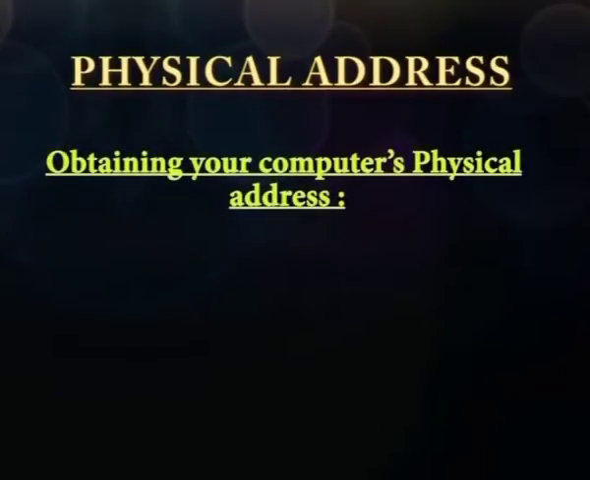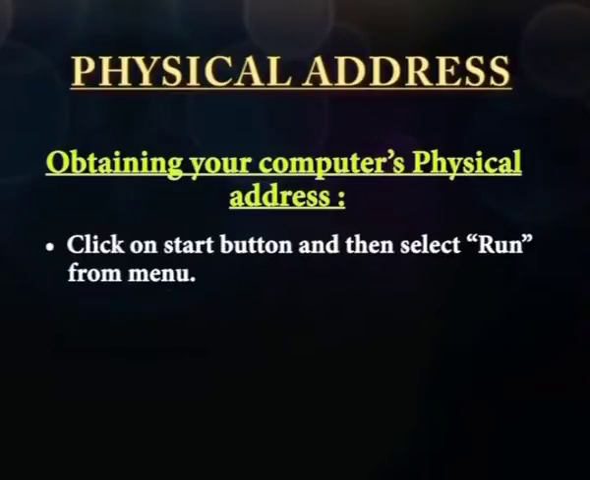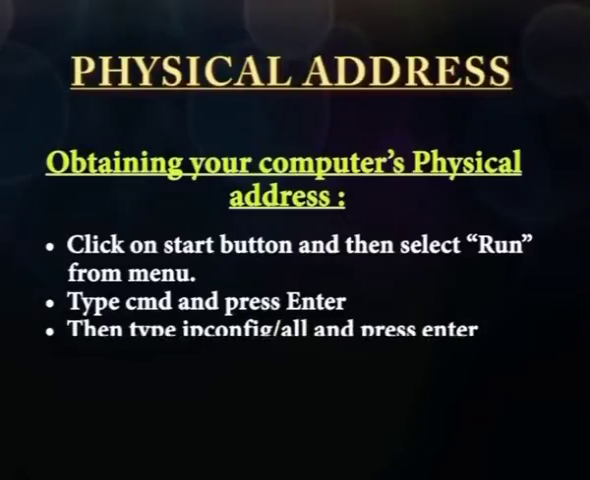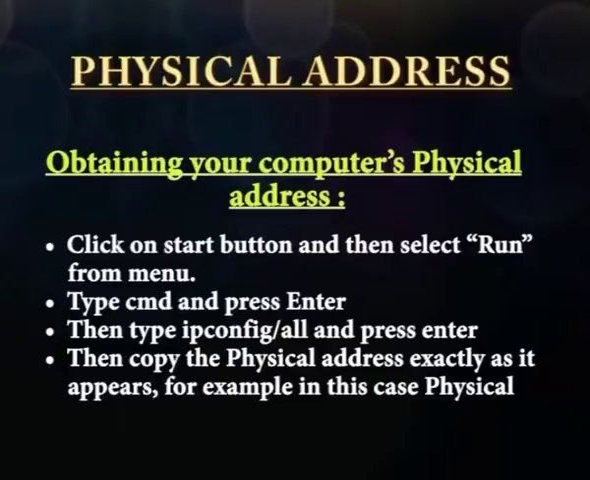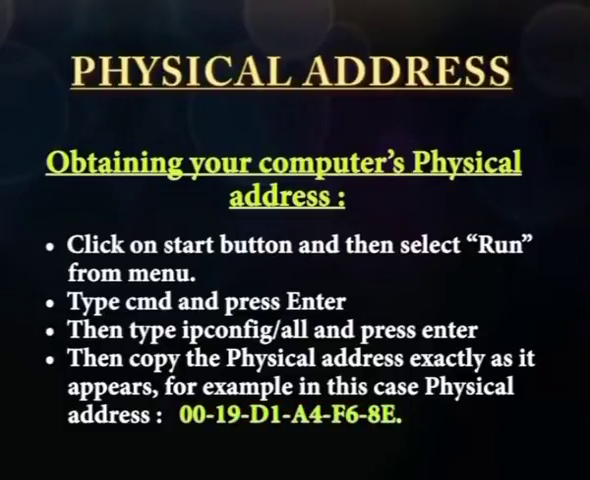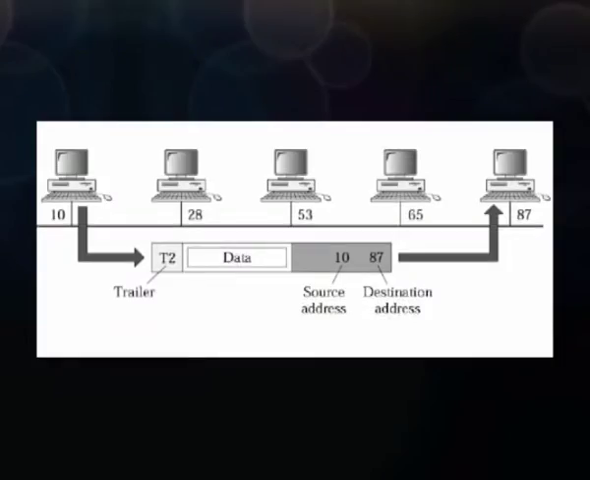Obtaining your computer's physical address. Click on the Start button and then select Run from the menu. Type CMD and press Enter. Then type ipconfig/all and press Enter. Then copy the physical address exactly as it appears. For example, in this case, the physical address is 00-19-D1-A4-F6-8E.